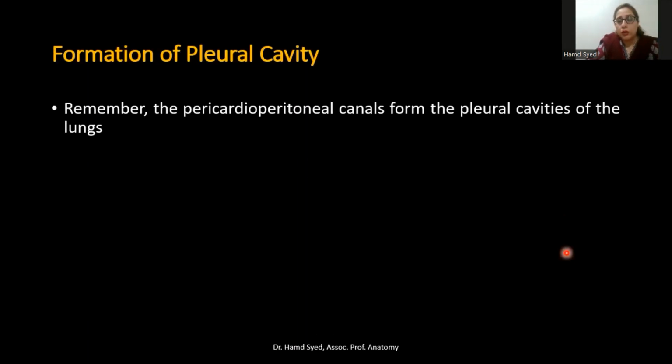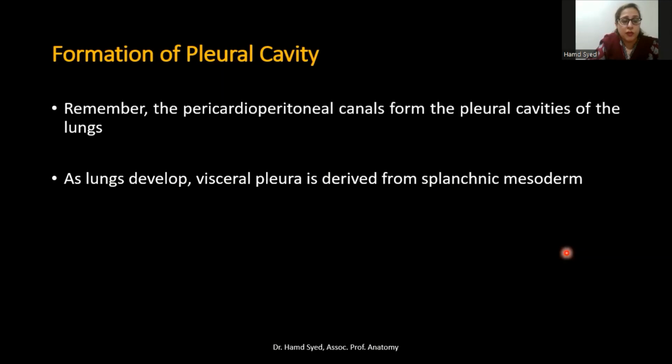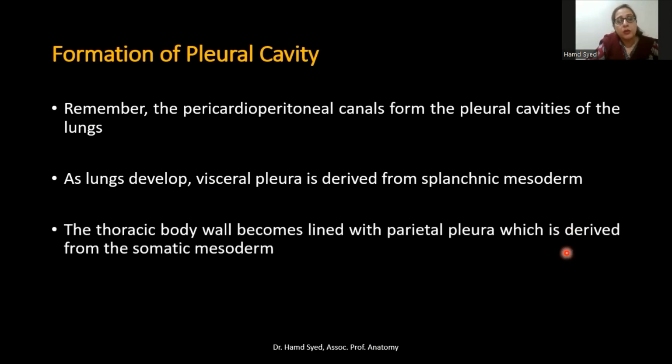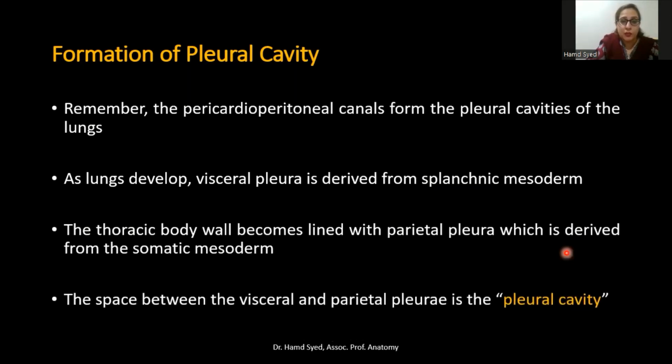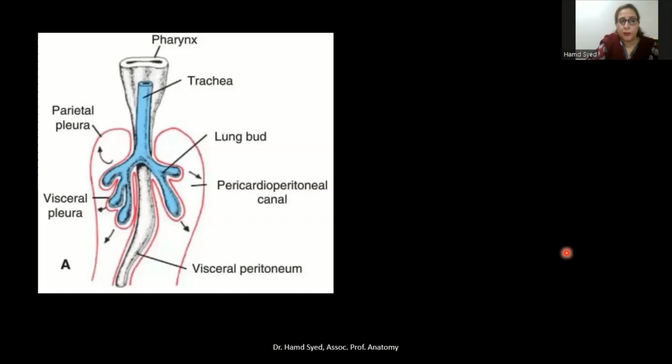Pleural cavity, you've just seen that it is derived from the pericardio-peritoneal canals. Now, as lungs develop, there are two layers of the pleura, the visceral pleura and the parietal pleura, which will appear. Visceral pleura is derived from splanchnic mesoderm, whereas the thoracic body wall becomes lined with parietal pleura, which is derived from somatic mesoderm. And the space between these two pleurae is the pleural cavity. This is a small quantity, about 10 to 15 ml of pleural fluid.